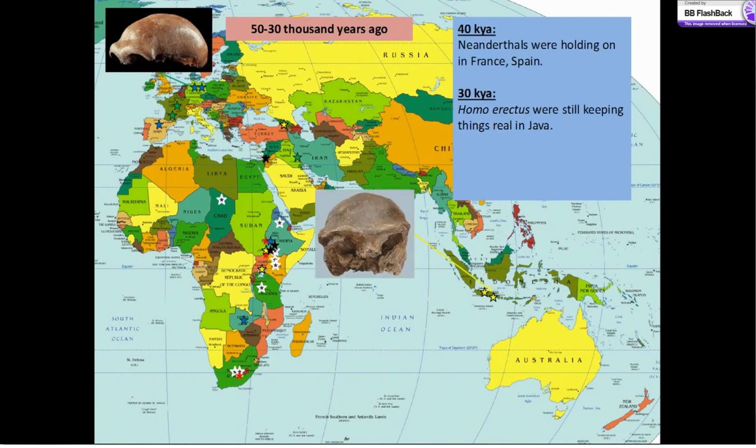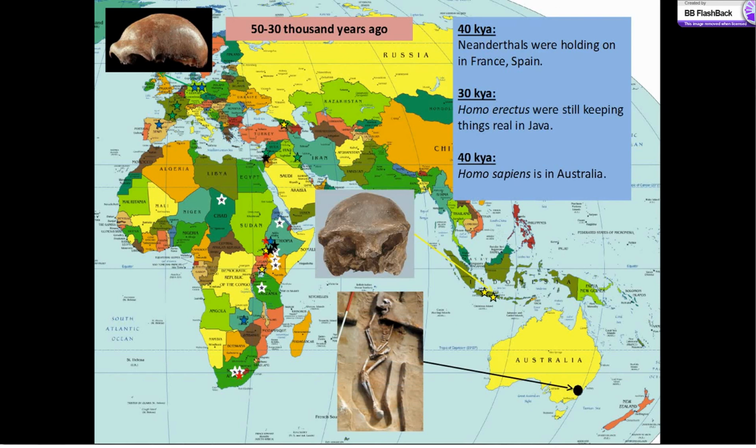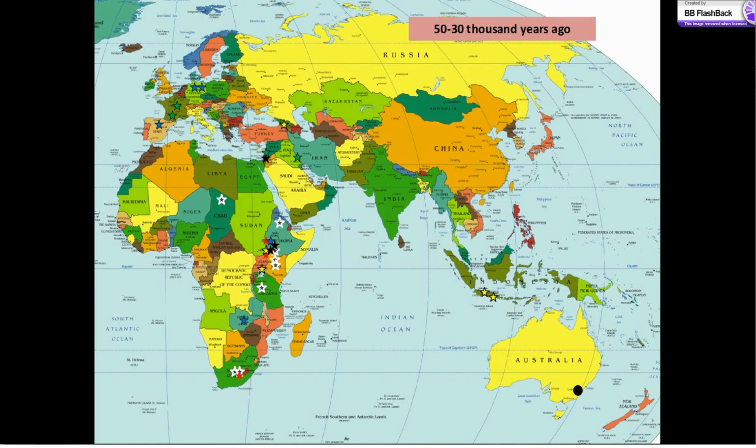Okay, so 40,000 years we have Neanderthals hanging on in France and Spain. By 30,000 years, we still have Homo erectus hanging on here in Java. 40,000 years, we've got Homo sapiens all the way over here in Australia. 30,000 years ago, this is a new one, the X-woman. She dies in a cave in Siberia. The X-woman. All we have are a few finger bones.